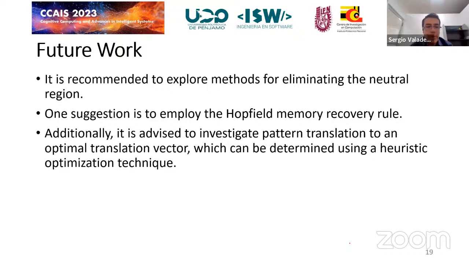As future work, we recommend to explore methods for eliminating the neutral region and to employ the Hopfield memory in the recovery rule. The Hopfield memory is another associative memory, which is a dynamical system in contrast to the static system that the APC forms. Additionally, finally, we recommend to use heuristic optimization algorithms to determine a better pattern translation.